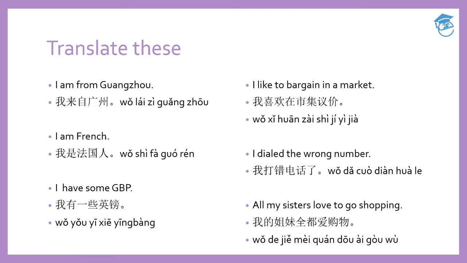It's not direct translation as that, okay? So you're just adding 全都 as all, and it's added in front of the verb, okay? So 爱购物 should be easy for you. It is just to say love to go shopping.